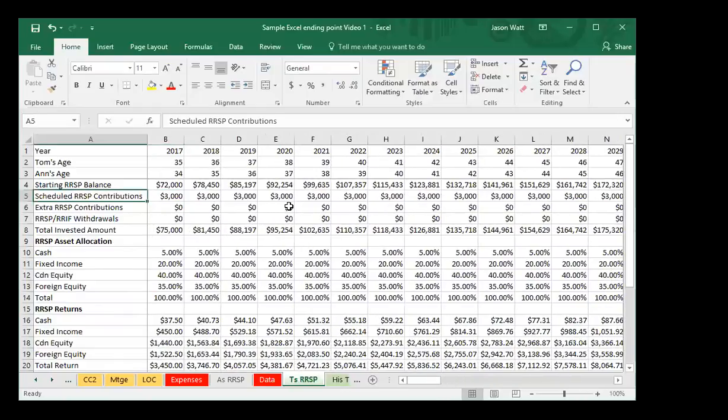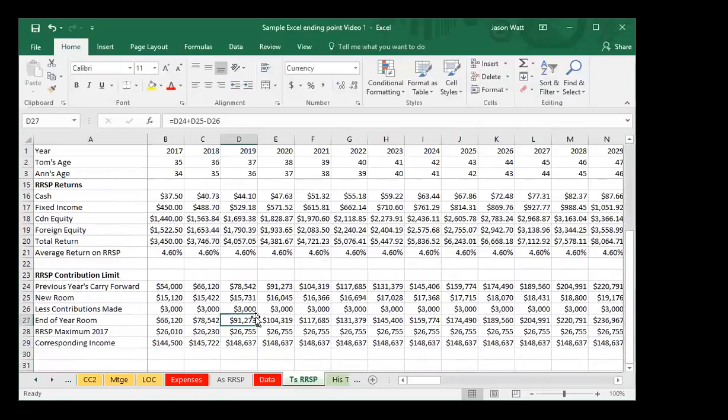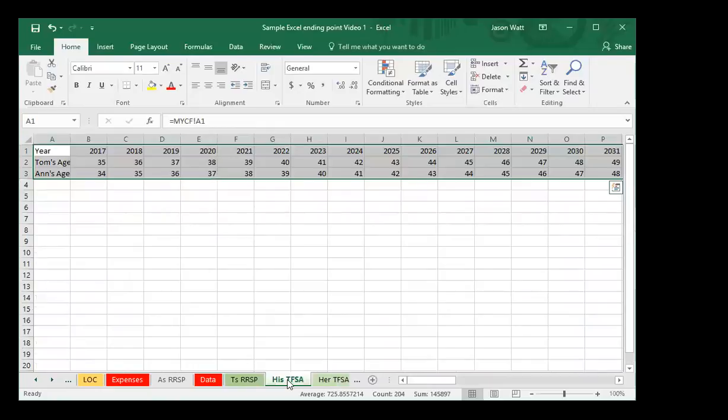His RSP contributions do stop. You see, I used a different formula for Tom than I did for Anne. Here I did a greater than or equal to. With Anne, I did a less than. Doesn't really matter. As I mentioned previously, there are many ways to address this same problem. So we have the RSP for both of them fairly well built out. Like I said before, there will be some modifications to make when we get to retirement, but for now we're good. So now we're going to do the TFSAs here.